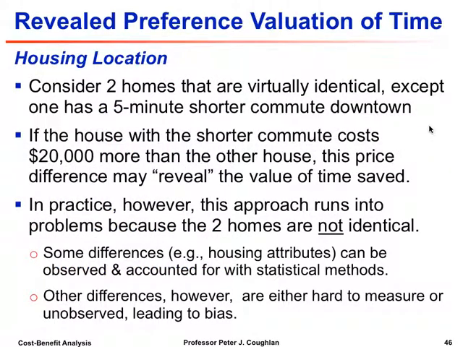In terms of housing location, consider 2 homes that are virtually identical except one is a 5-minute shorter commute downtown, right? And if the house with the shorter commute costs $20,000 more than the other house, this price difference may reveal the value of time saved, right? This is something that you will commonly see, the shorter the commute.